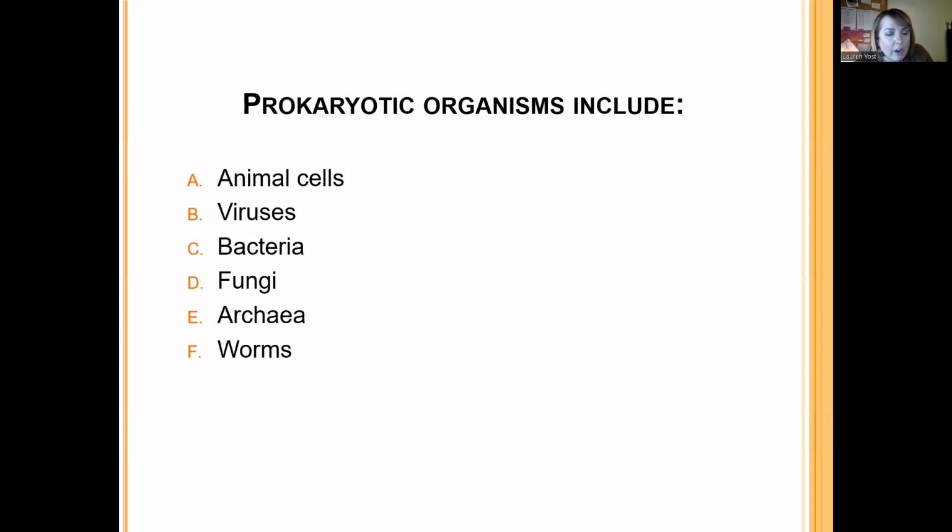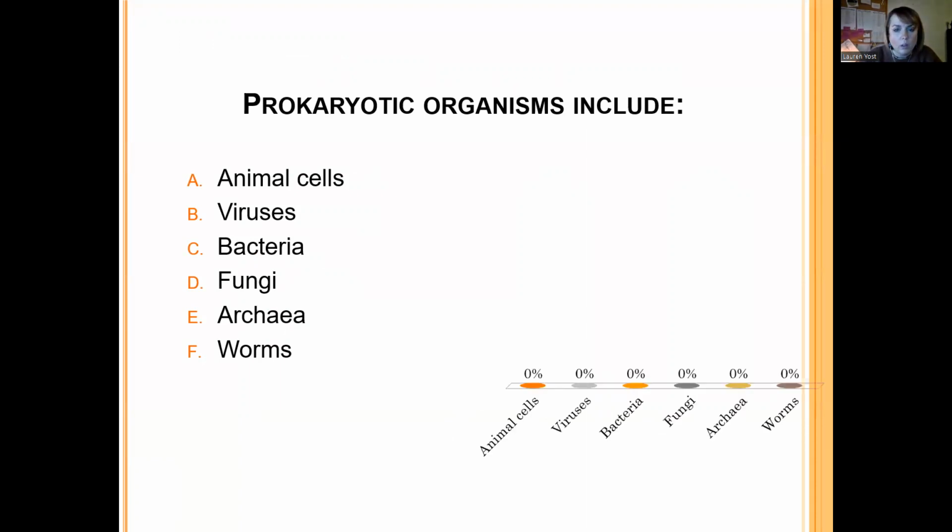Moving on, prokaryotic organisms. This is a question where we would have more than one choice. So in that case, you would literally just type in A, and B or whatever. Prokaryotic organisms would be bacteria and archaea. So you would just put a C and an E, and then hit the enter button. And that would be the answer. Here we go, C and E.